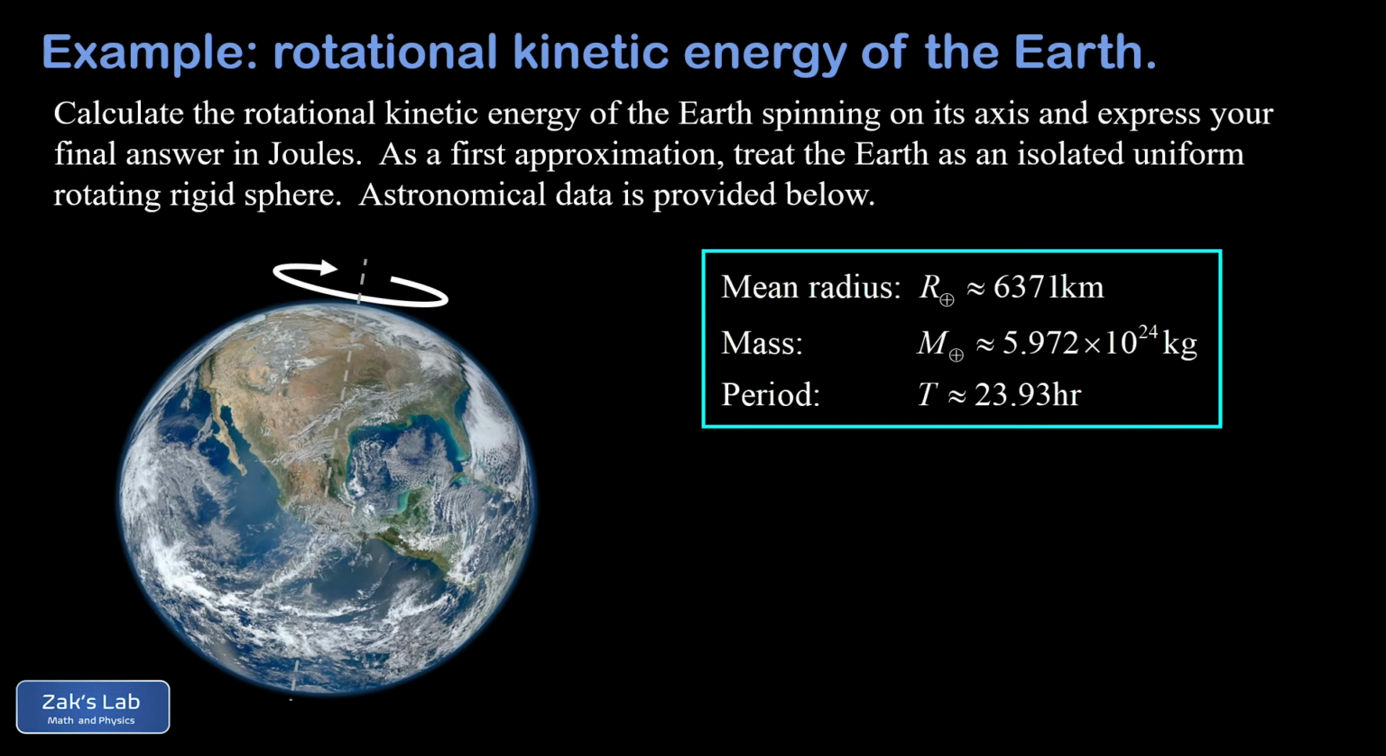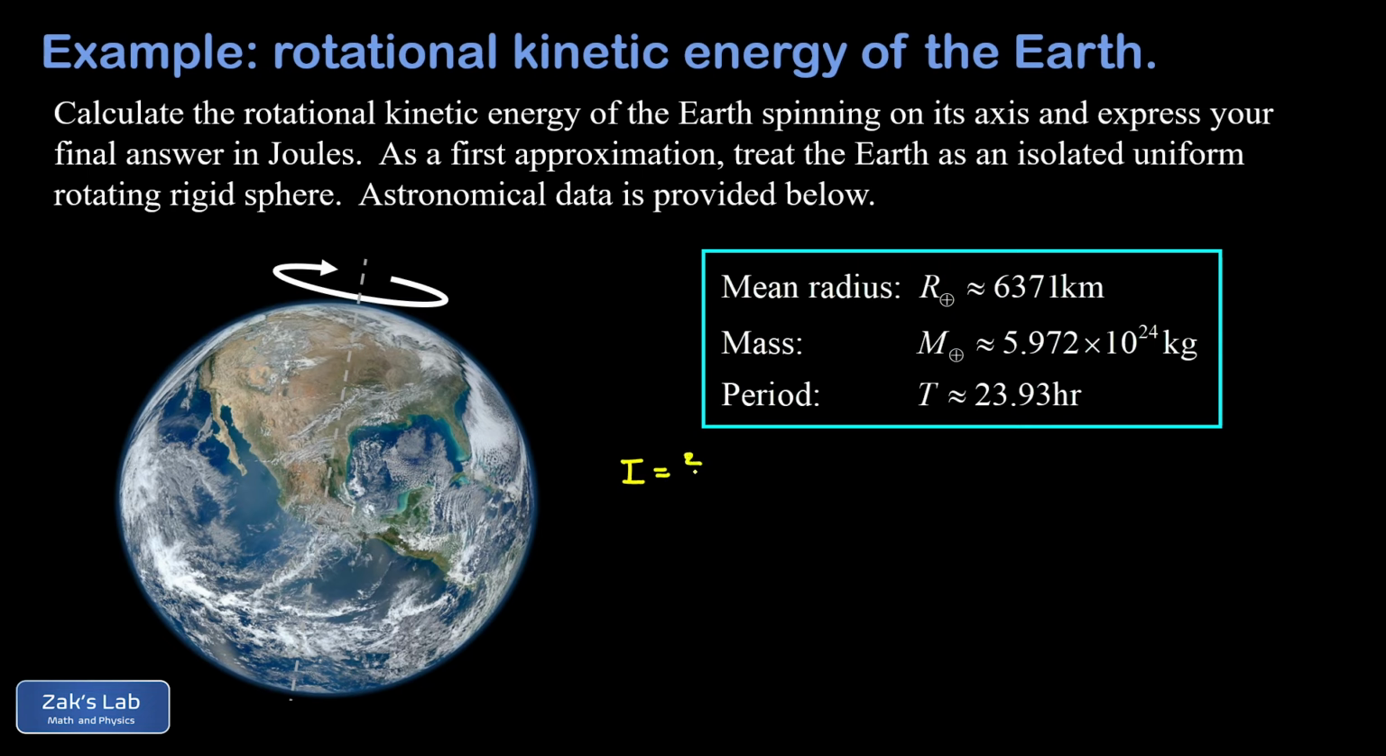So as we get into the calculation, I think we'll just go ahead and split it up. We need to compute the moment of inertia of the Earth, and we need to get our angular velocity written in radians per second. Then we're going to use the rotational kinetic energy formula, 1/2 I omega squared. So let's go ahead and start with our moment of inertia.